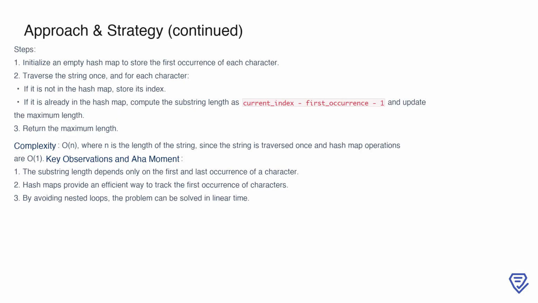The key insight here is understanding that the substring length depends solely on the first and last occurrence of a character, making hash maps a natural choice for efficiently tracking these indices.